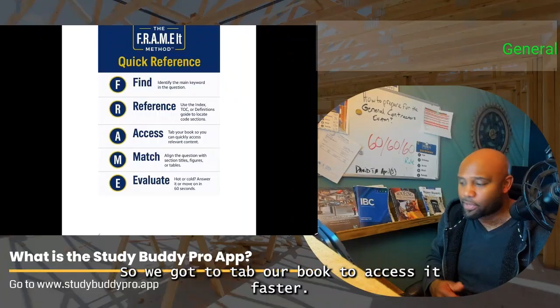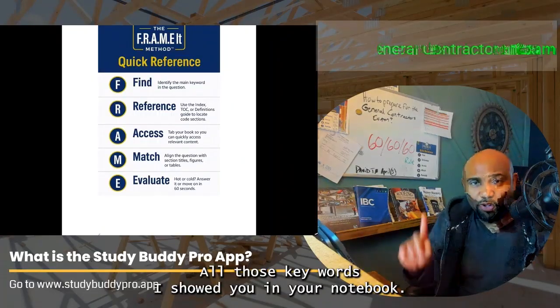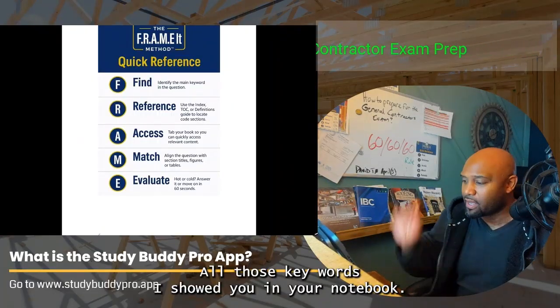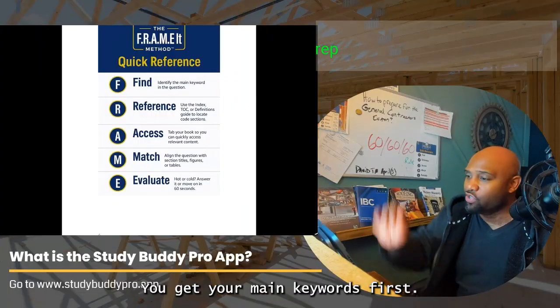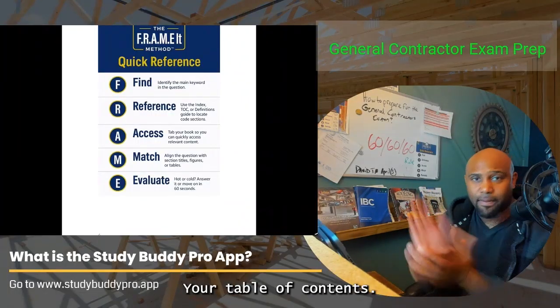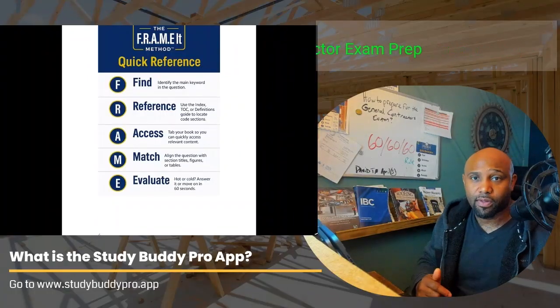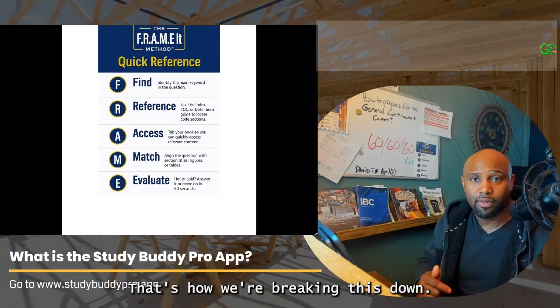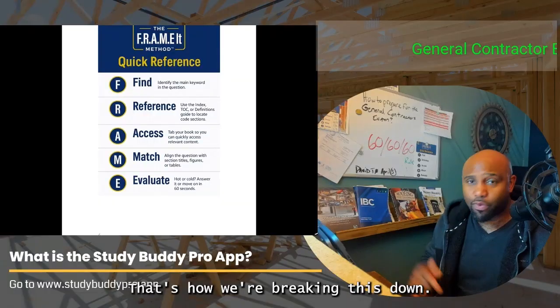access it faster. Then match is taking all those keywords I showed you in your notebook. That's how you align. You get your main keywords first. That's what you look up in your index and your table of contents. Boom. That's how we're breaking this down. There's no other way.